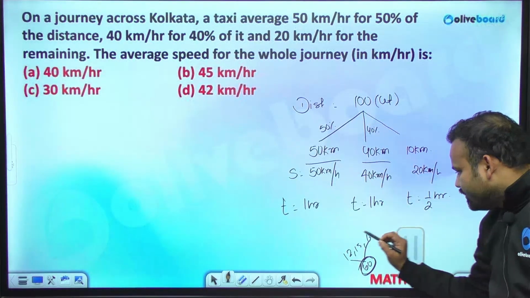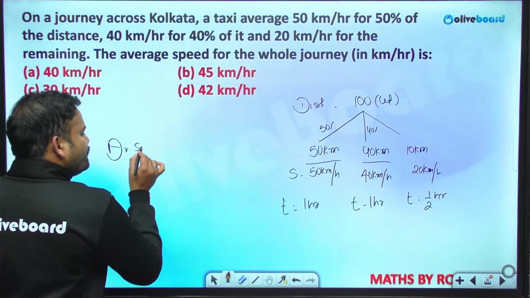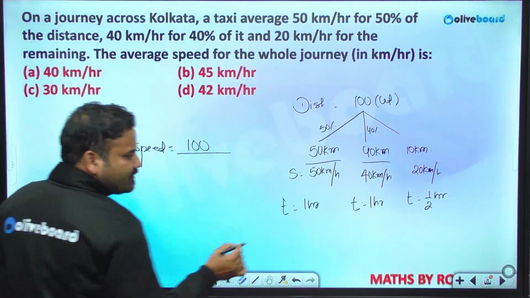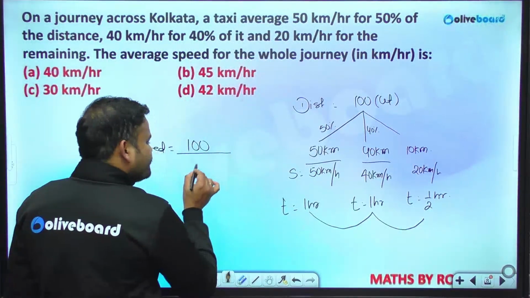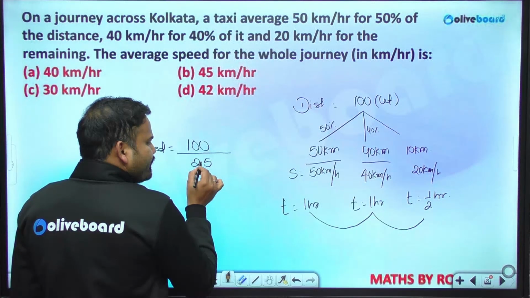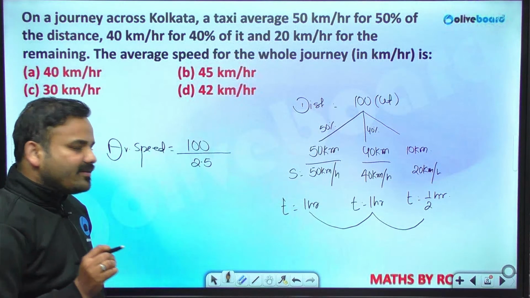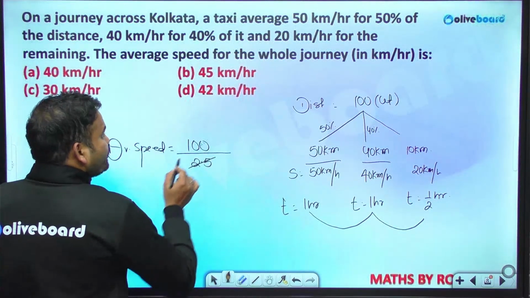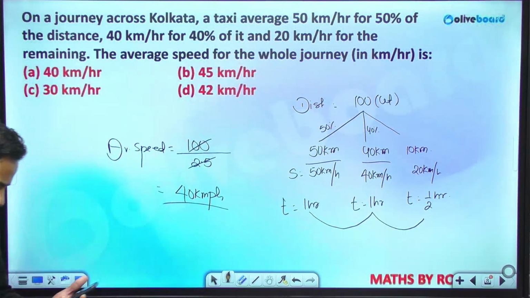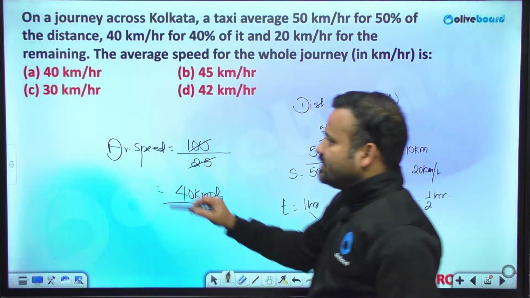है ना? Now, average speed is total distance upon total time. What is the average speed? Total distance is 100. And the total time is 1 plus 1, 2 plus half, that is 2.5 hours. You need not write time in decimal points. Times are always in fraction, never in decimals. So 40 km per hour will be the average speed of the entire journey. Anybody getting it? Rohan, Sambhu, very good. So 40 km per hour will be the average speed of the journey. That is option number A.